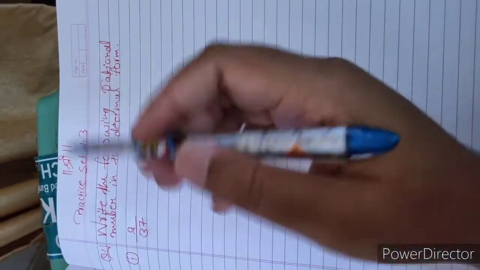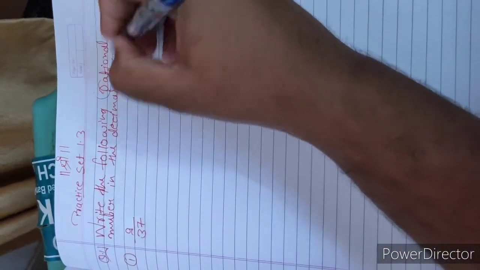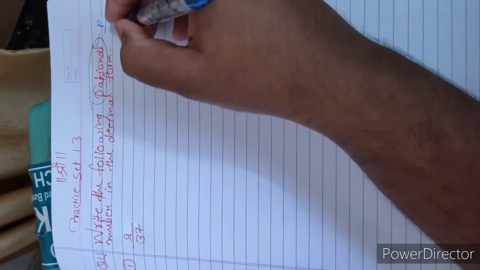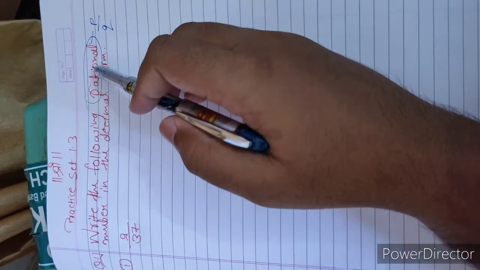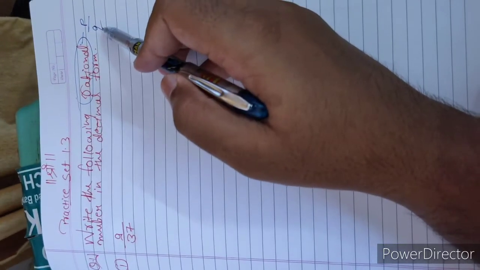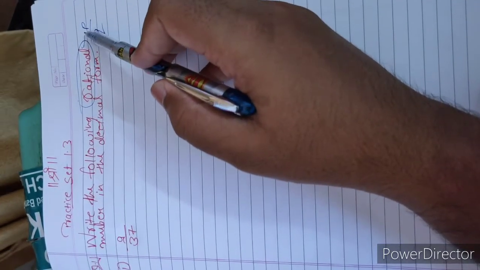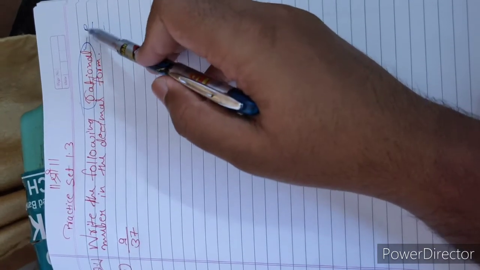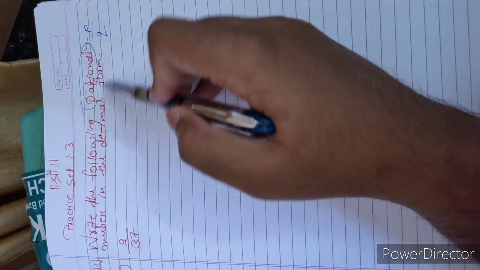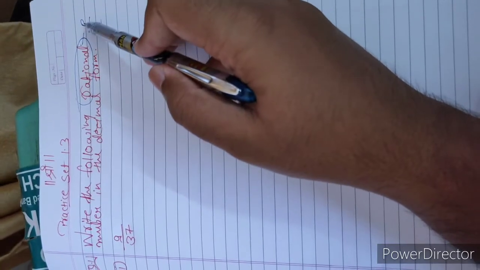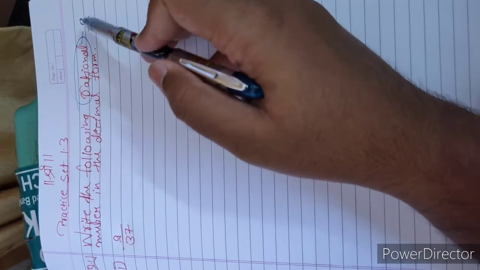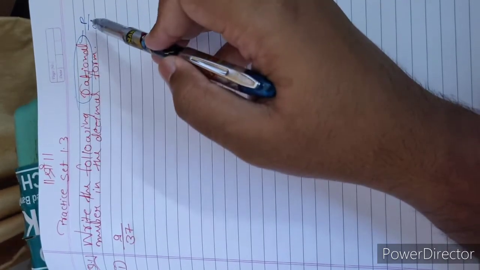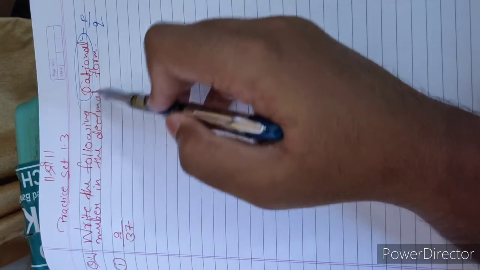First, let's recap. Rational number is denoted in which form? P by Q. A rational number is denoted in P by Q form, in which P is in the numerator and Q is in the denominator. For converting from P by Q form to decimal form, we will divide P by Q. So that's why we can convert a rational number into decimal form easily.